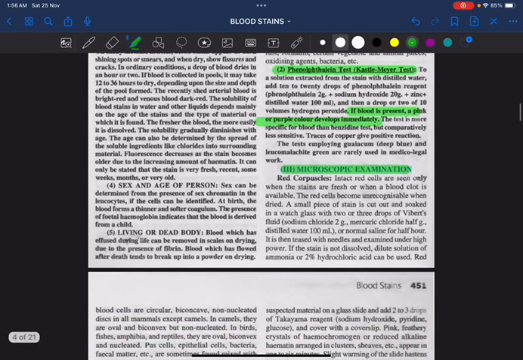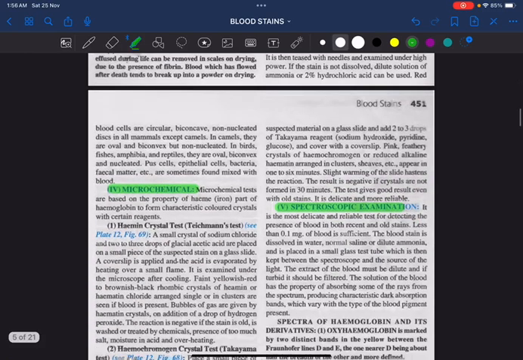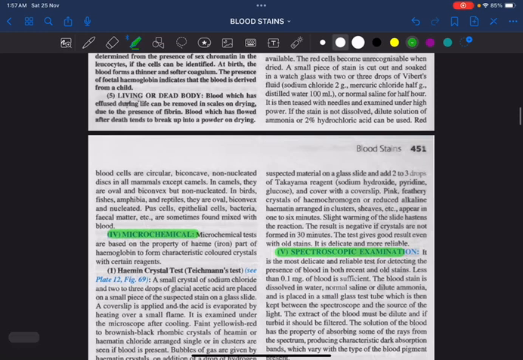Coming to microscopic examination, all the stains we will scrape out, put on a glass slide, mount it, and observe under the microscope. We will see RBCs, which will confirm that it is a bloodstain. How will RBCs look? Biconcave, non-nucleated discs.